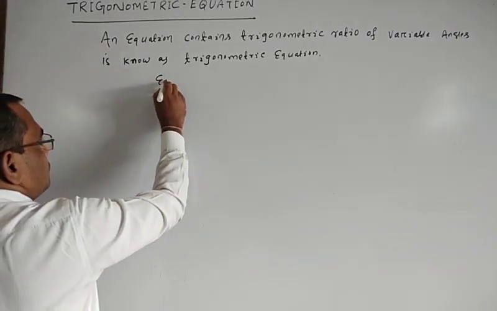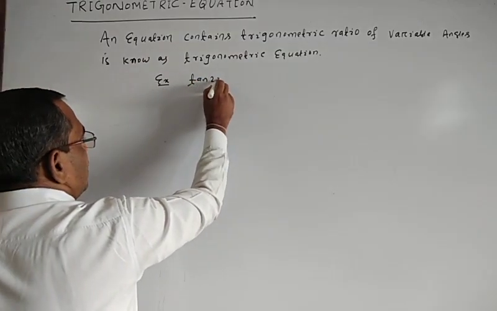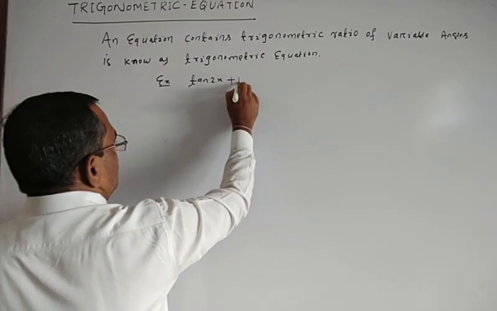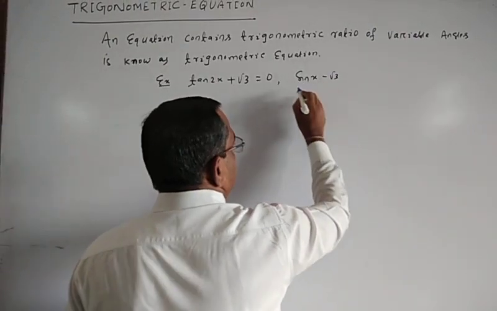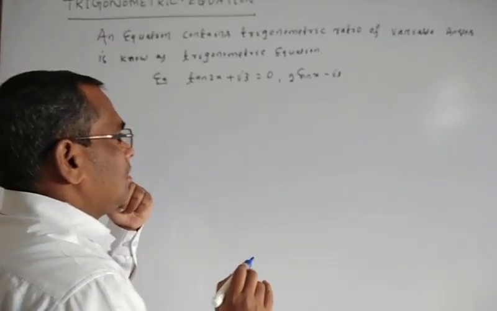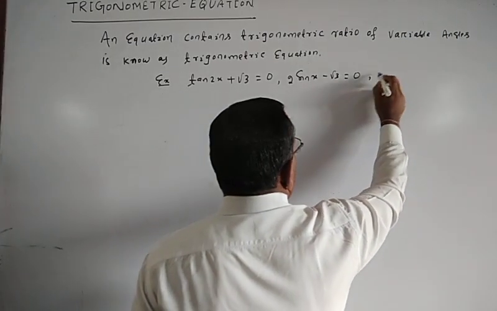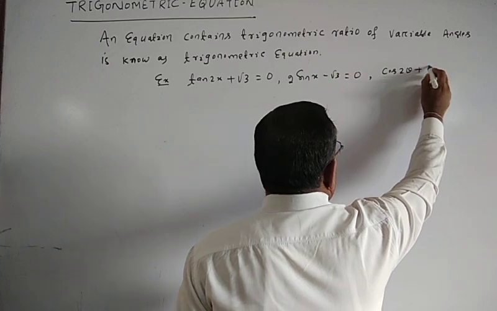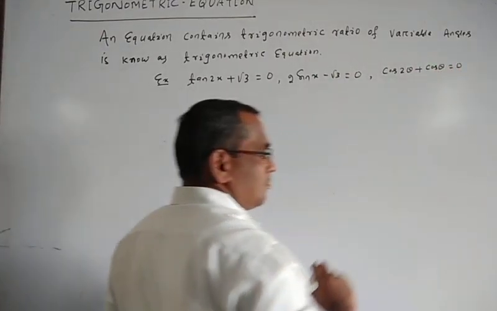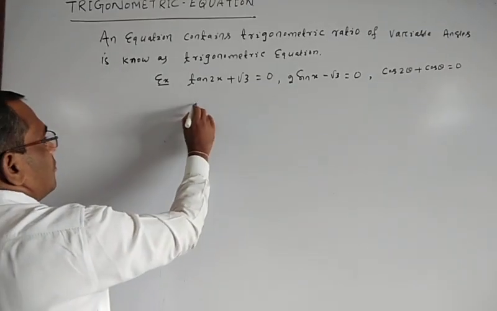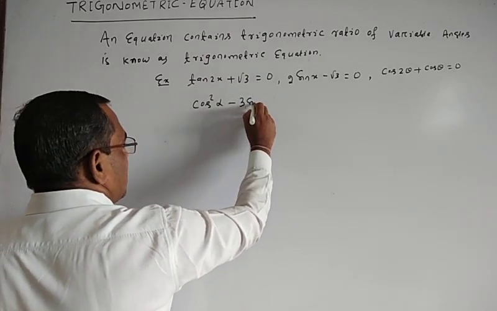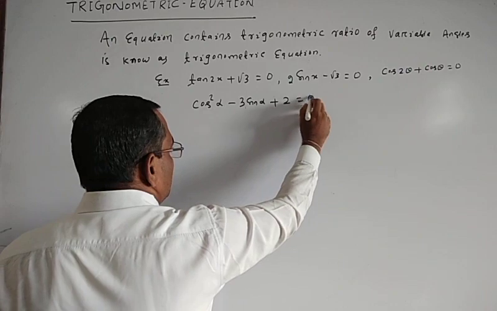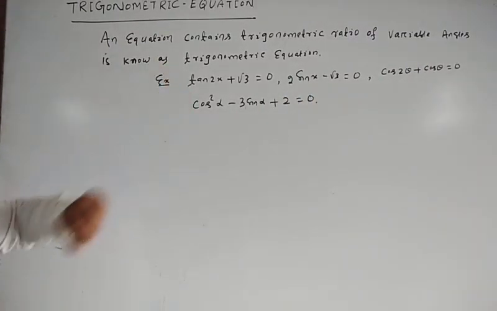For example, tan 2x plus root 3 is equal to 0, sin square x minus 2 sin x minus root 3 is equal to 0, cos 2 theta plus cos theta is equal to 0, cos square alpha minus 3 sin alpha plus 2 is equal to 0. So all are the trigonometrical equation.